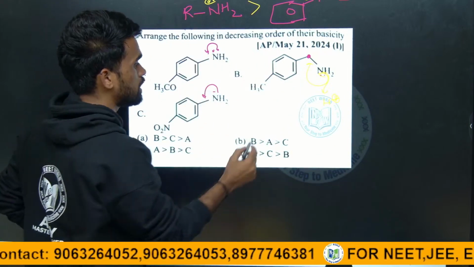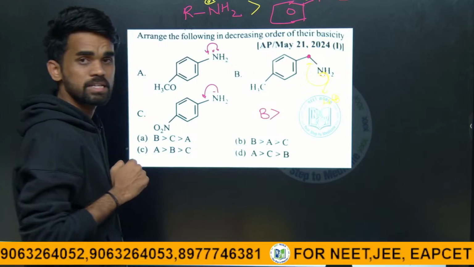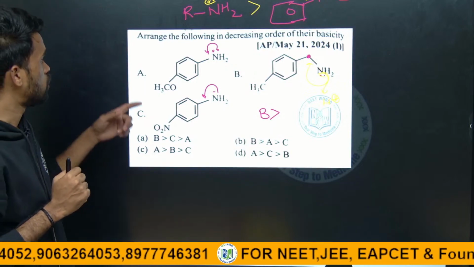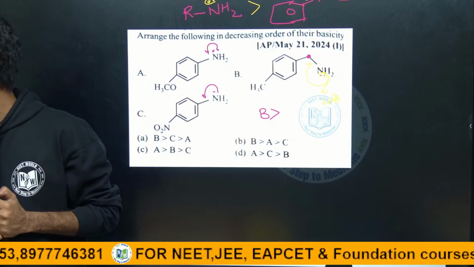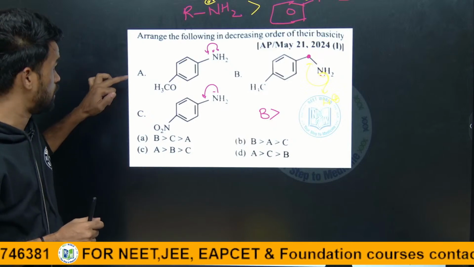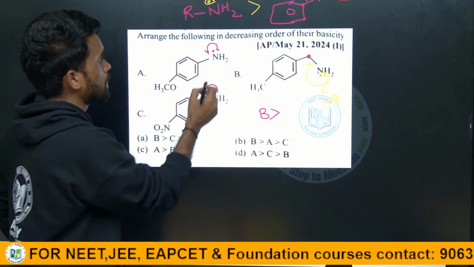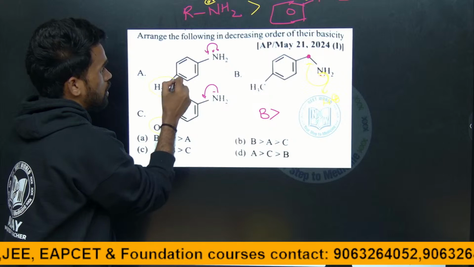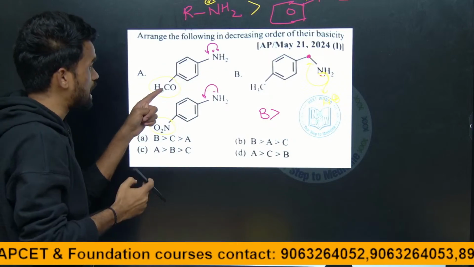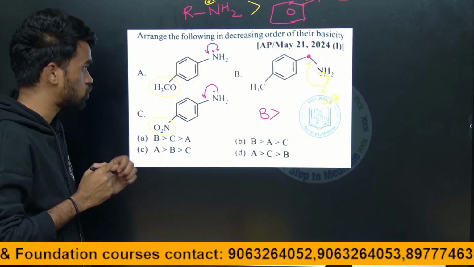So I can say B is more basic. What I am saying, B is more basic. Now compare C and D. So when it comes to C and A, look at what kind of groups are attached to this ring. Here it is an electron releasing group and this is an electron withdrawing group.